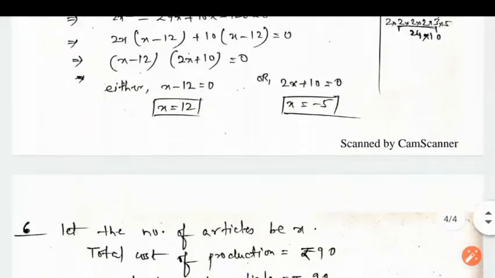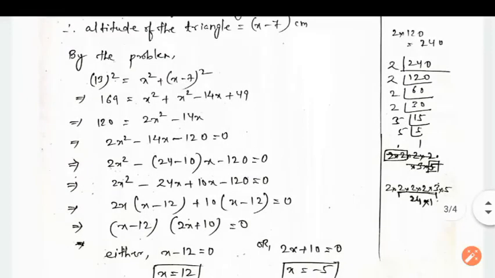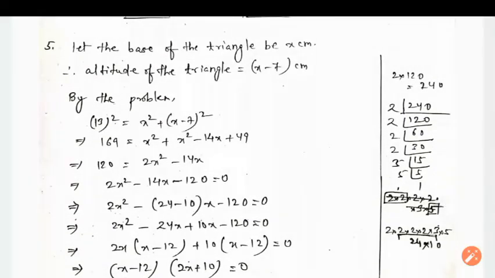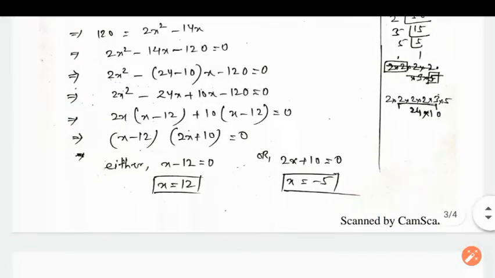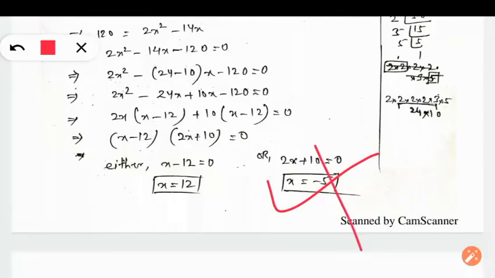But let me tell you, x can never be negative because it is base, right? So x must be 12. You have to reject this value. Why you have to reject? Because base can never be negative.